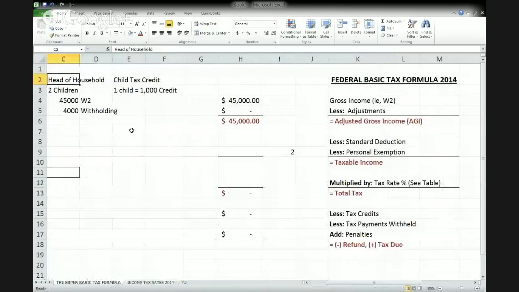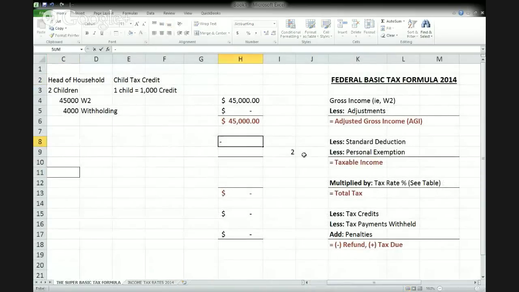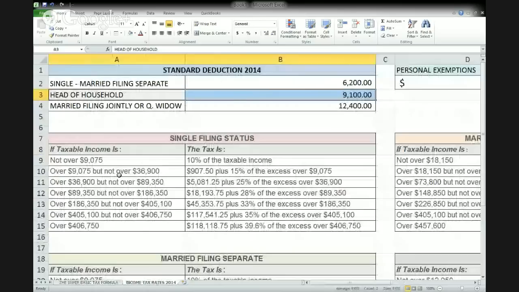So we're going to go ahead and put in here where it says standard deduction, minus $9,100. Again, where did I get that number? I got it from here, $9,100.